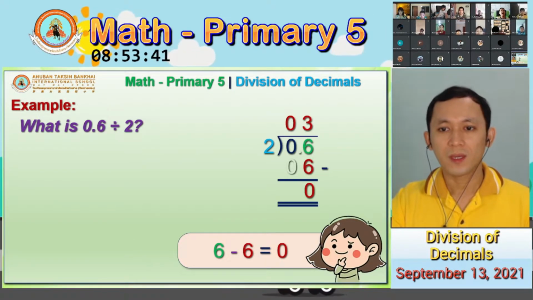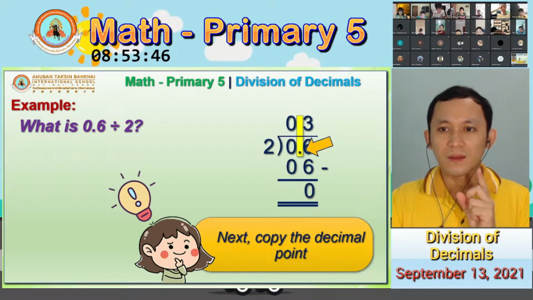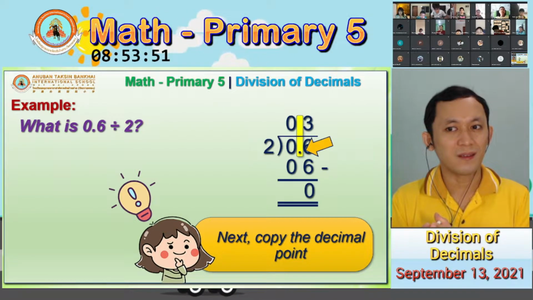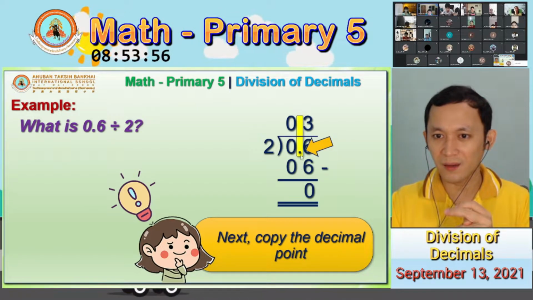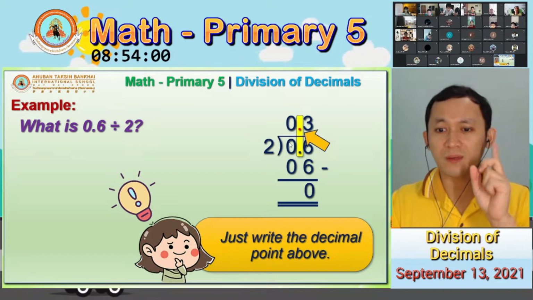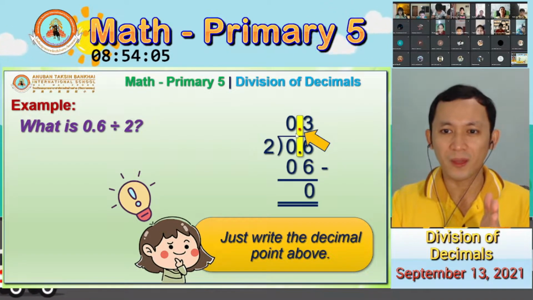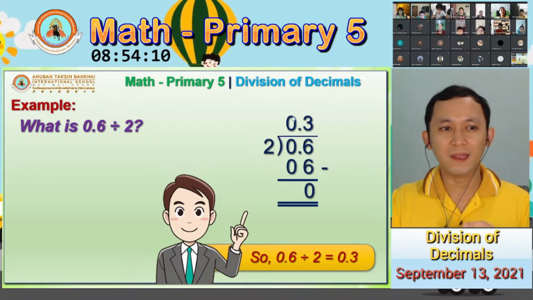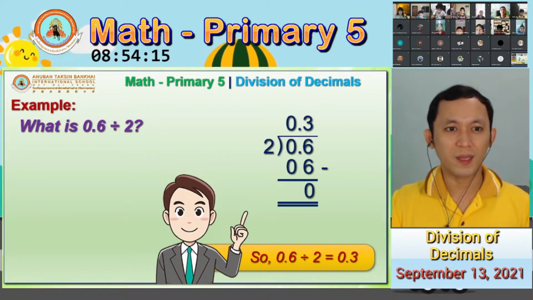Very, very easy. So here, now we need to copy our decimal point. You can see here that our decimal point is in this section. So you're going to copy that and just write it above your decimal point. So 0.6 divided by 2 is equal to 0.3.